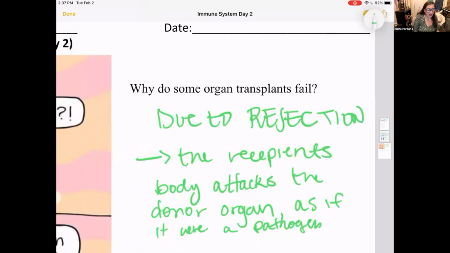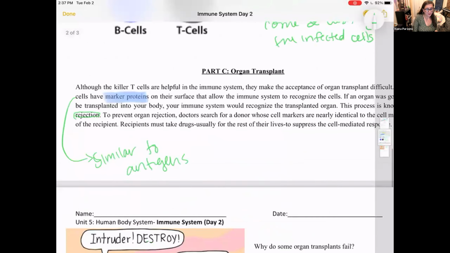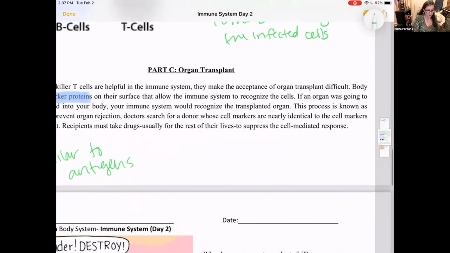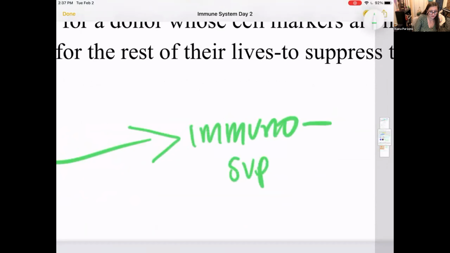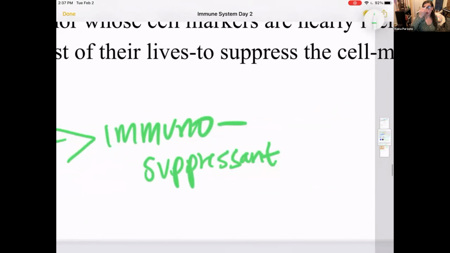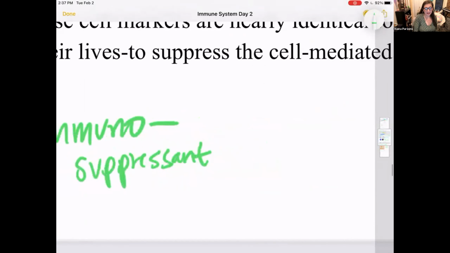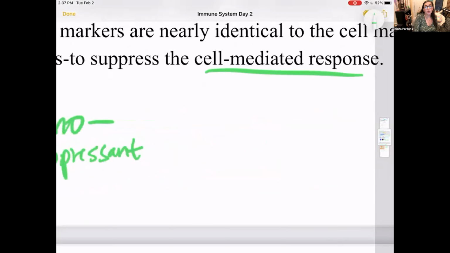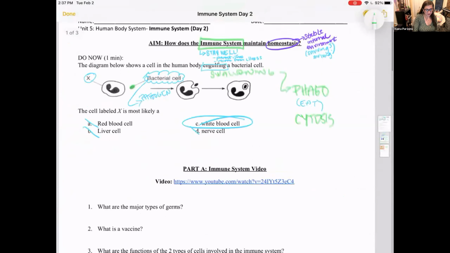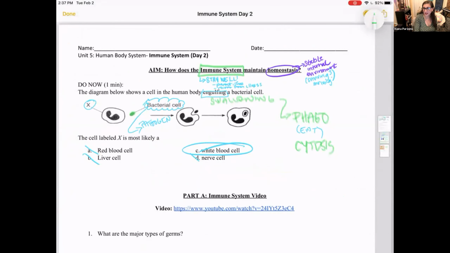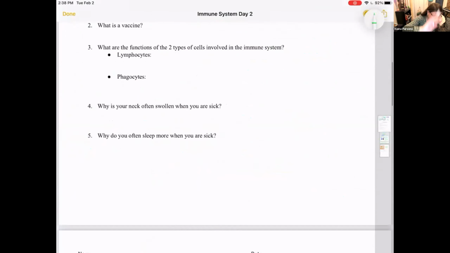So this is why when you get an organ transplant, people need to take drugs, and those drugs are called immunosuppressant drugs. And what does that mean? It means it suppresses or reduces your immune response. And that's that cell-mediated response here, so that your body doesn't attack the donor organ and you get to keep it. So, all right, today's aim was, how does the immune system maintain homeostasis?